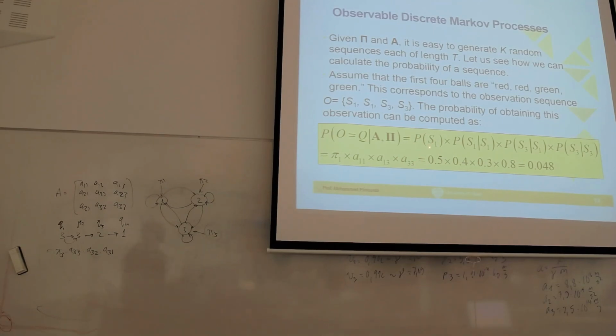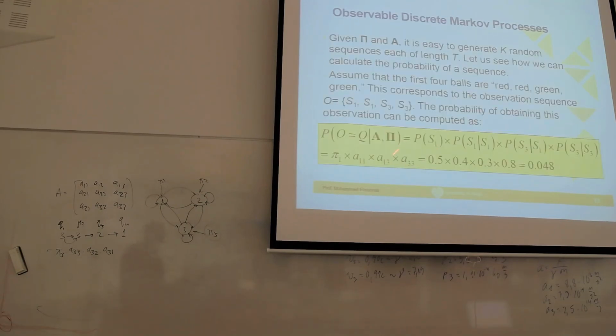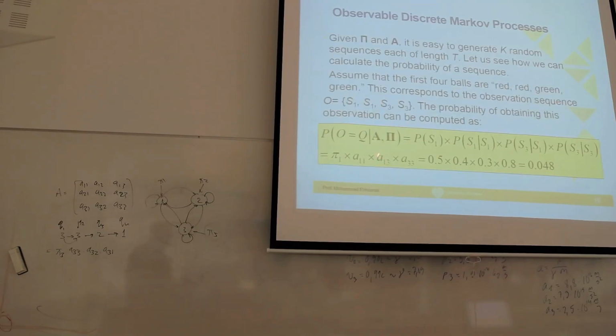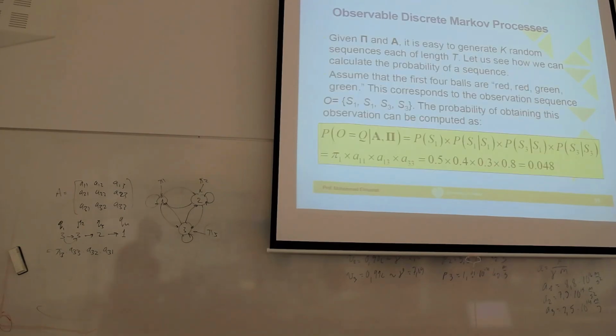B of S1, the probability that we start with the first urn, is given. It is 0.5. And then this one will be 0.5 times the probability, because the second one was also red. It means that we selected the same urn again, the same state. Then in that case, it is A11, which is given as 0.4. And then A13, because here we transit from red to green, so from S1 to S3 is A13. A13 is 0.3, and so on. So we can calculate the probability for each case.